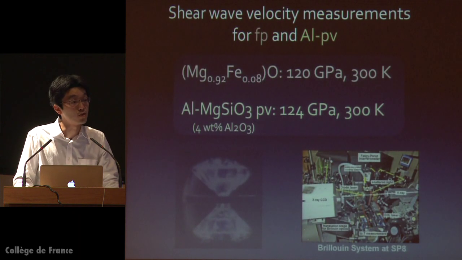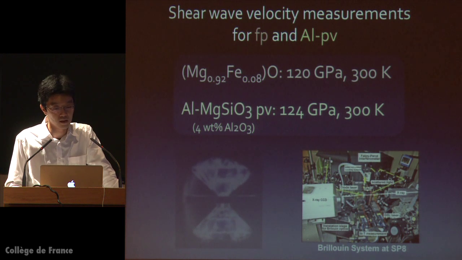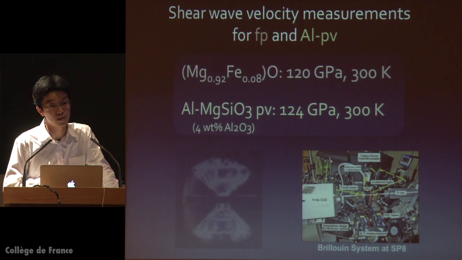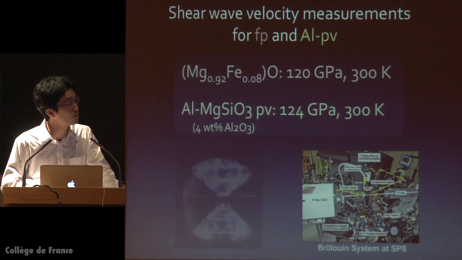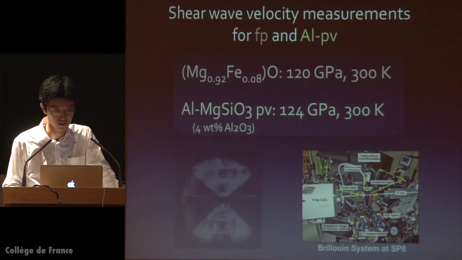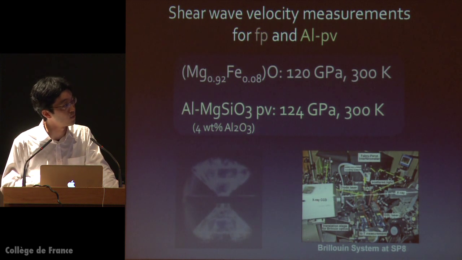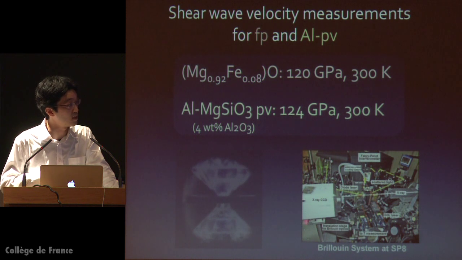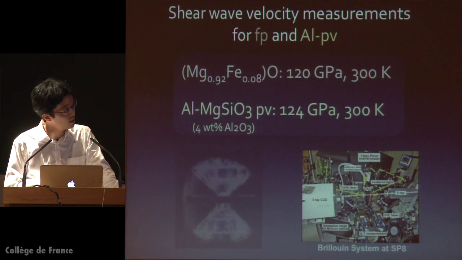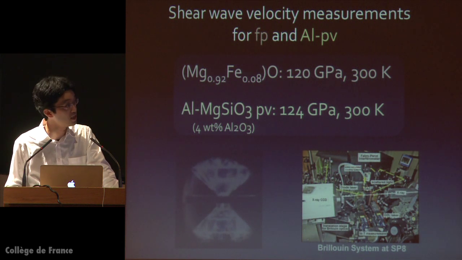In order to clarify these issues, we have conducted shear wave velocity measurements of ferropericlase with 8 mol% iron up to a pressure of 120 gigapascals, and also aluminous perovskite with 4% alumina up to a pressure of 124 gigapascals, using the newly developed Brillouin scattering system installed at the Japanese synchrotron facility SPring-8, as shown here. And I will touch upon this system in a little more detail later.